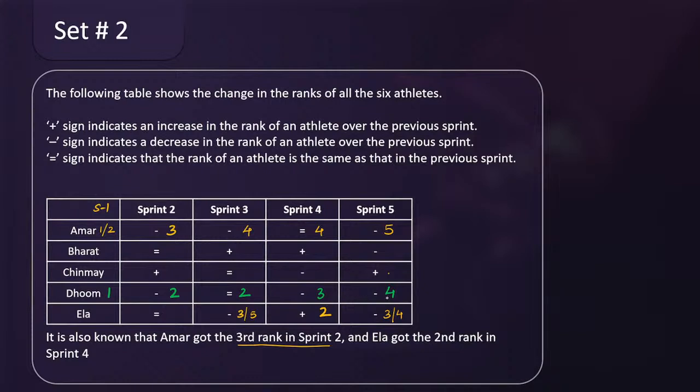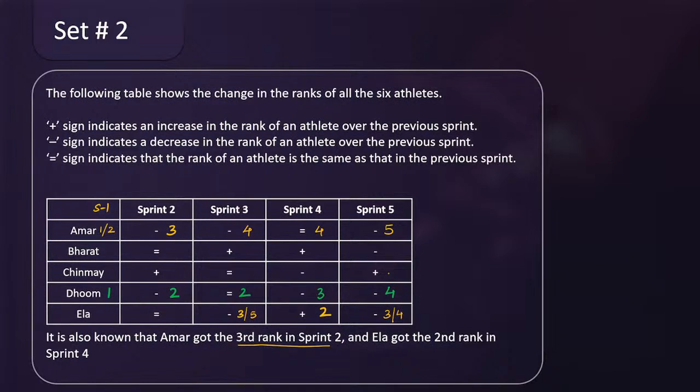Now since Dhoom cannot have rank number 5 in sprint number 5, the minimum rank that Dhoom can have in sprint number 5 will be rank 4. Rank 4 हो सकती है, rank 5 नहीं हो सकती, because rank 5 is already taken by Amar. If this is rank 4, this will be rank 3, rank 2 and rank number 1. Now rank number 1 से better rank हो ही नहीं सकती. So that means Dhoom in sprint number 1 will have to start from rank number 1. Dhoom cannot have any other rank.